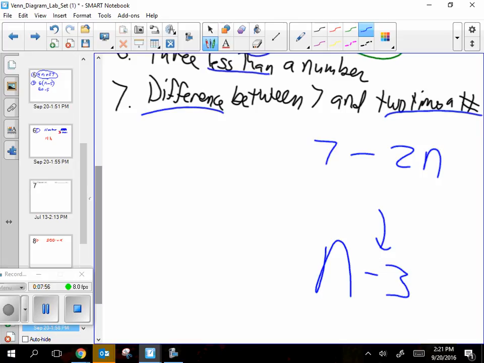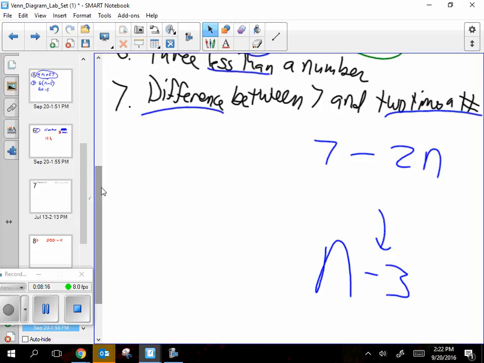Because this problem is a little bit vague, I would have allowed you to say 7 minus 2n or 2n minus 7, because it's hard to tell which one they wanted first. So either 7 minus 2n or 2n minus 7. Give yourself a score on the top. I'm going to walk around and I just want to see how you did.